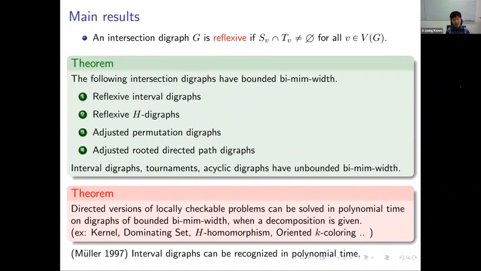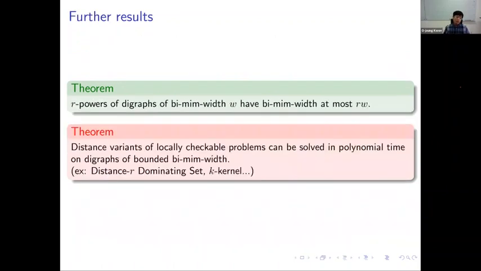Because reflexivity can be checked easily, we can recognize the reflexive interval digraphs. The other result is that we also considered the powers of digraphs, and we proved that the R-th power of a digraph of bi-mim-width W must have bi-mim-width at most RW. By this argument, we can show that the distance variants of locally checkable problems can also be solved in polynomial time. The problems include distance-R dominating set and K-corner.